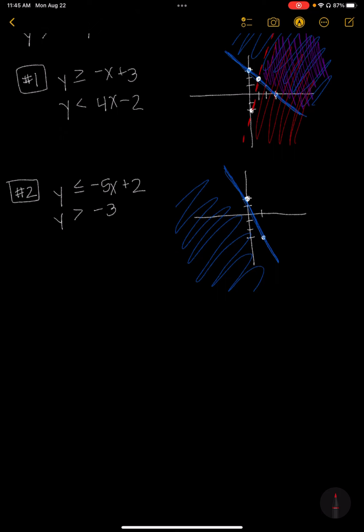There's no slope, but we do know the y-intercept is -3. So I'm going to go down 3 and put a point there. And because there's no slope, that means that the slope is 0, which means it's a horizontal line. So I can put the other point right here. And because it's just greater than, not greater than or equal to, it's going to be a dotted line.